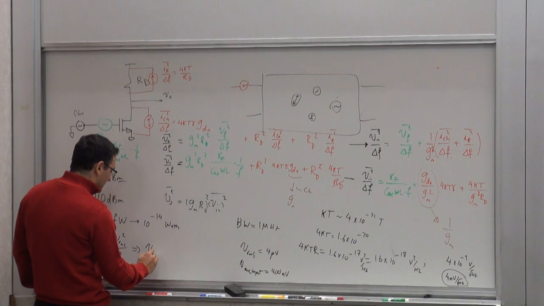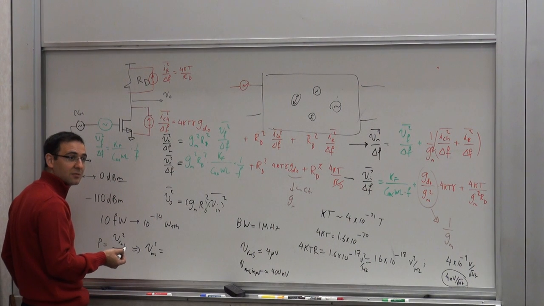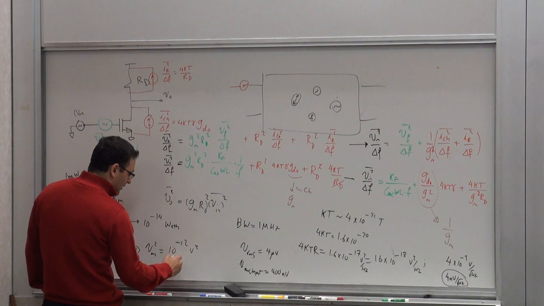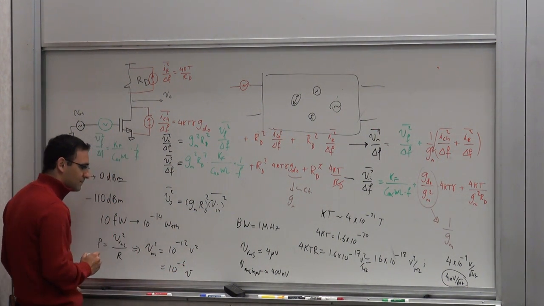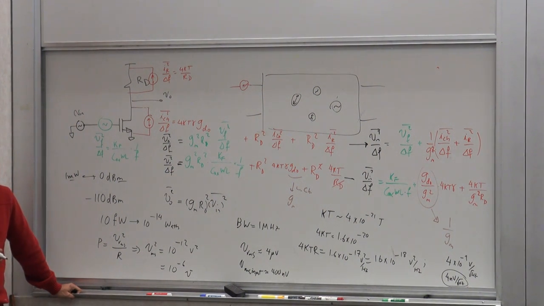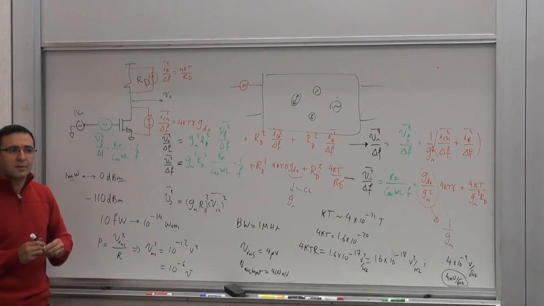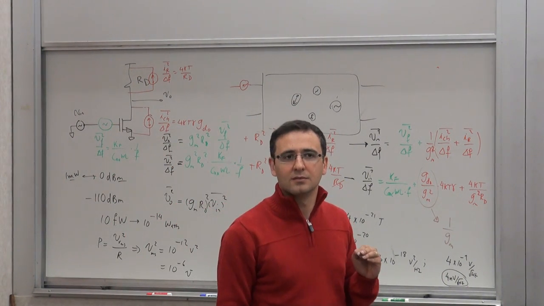So VRMS squared is going to be 50 times that. Let's say 100 for the sake of argument, to make it simple. 10 to the minus 12 volts squared. So this is 10 to the minus 6 volts. So the signal that you get at the input is about 1 microvolt. It's a little bit less than that, actually, because I dropped a factor of 2 here, the 50 ohm. But ballpark, it's about a microvolt, if you can detect signals that small.